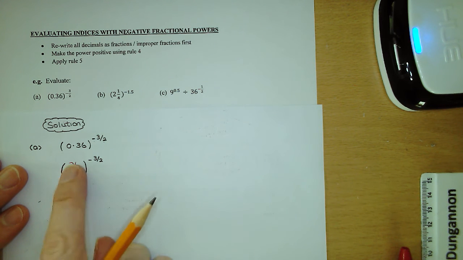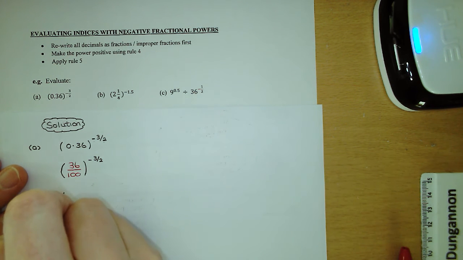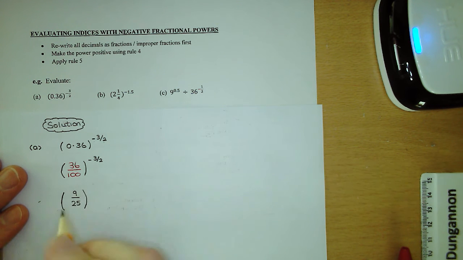So the largest number that goes into 36 and 100 is going to be 4. So divide both by 4. That's going to give us 9 over 25. Copy your brackets down and then copy your negative power down. Okay, now we've dealt with the base. The next thing we deal with is the negative power.